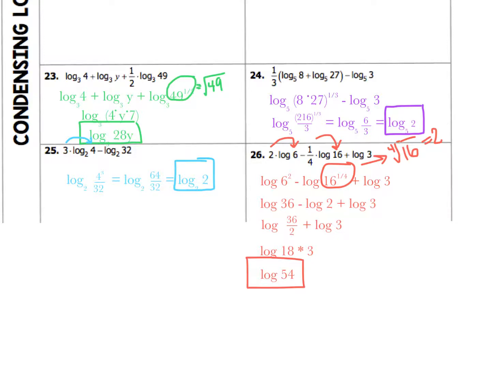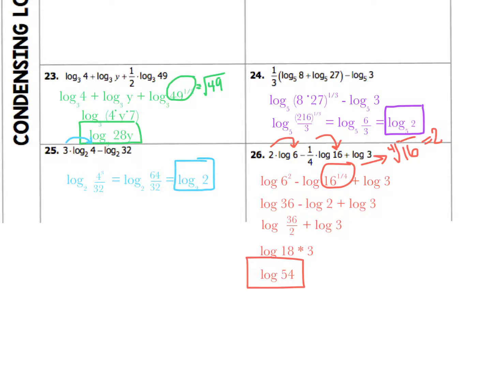All right, so for 24, they're all log base 5, so we're good. The 1/3 goes behind, and at the same time I saw that there was addition, so I turned that into multiplication. So I have log base 5 of 8 times 27 to the 1/3 power, that's just all that simplified or condensed, minus log base 5 of 3. Well, 8 times 27 is 216, and I saw that this was subtracting. So it's this whole value subtracting this log. So it's that 216 to the 1/3 divided by 3, that whole thing.